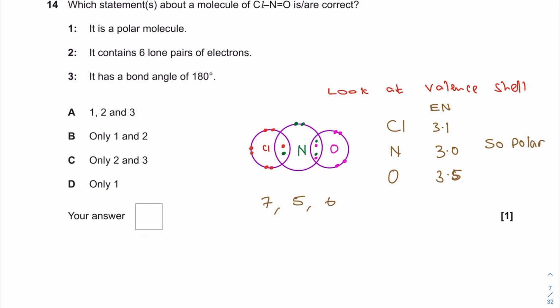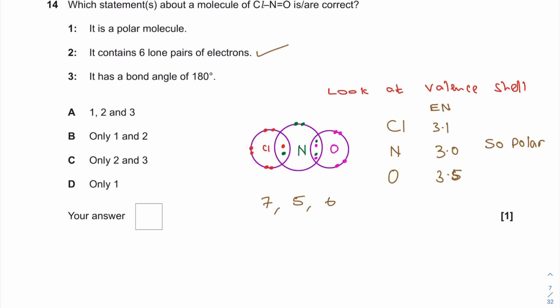Now, when we form a bond together with all 3 of them, this is the bond, and we can count the number of lone pairs here. So that's 1 lone pair, that's 2, 3, and this is 4, 5, 6. So that meant that 2 is correct. It contains 6 lone pairs of electrons. So that's correct.